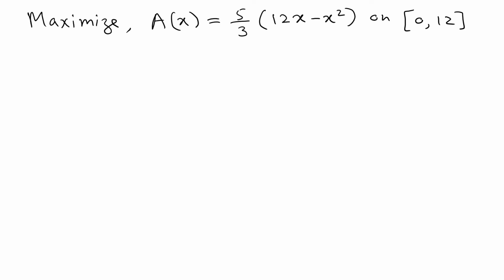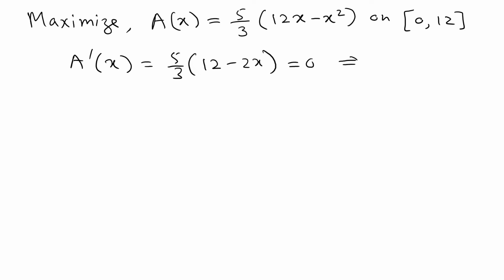First we take the derivative, A prime x, which is 5/3 times 12 minus 2x. Then we set this equal to 0 and solve. You can ignore the constant factor, since it's just a factor. So you get 12 minus 2x equals 0, which means x equals 6 is the answer. That's the critical point.